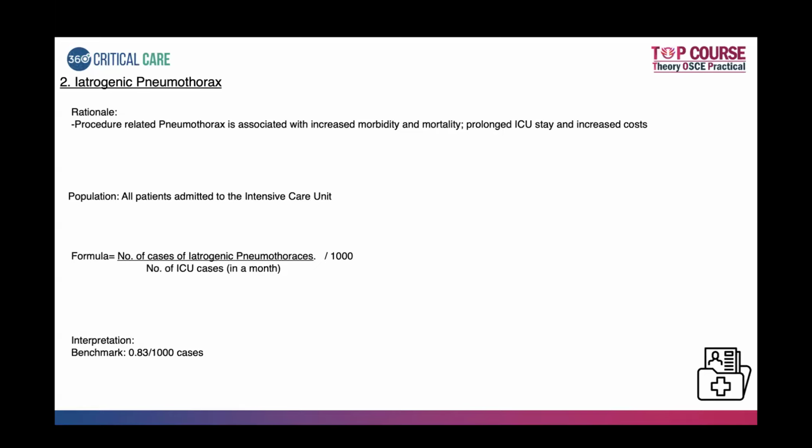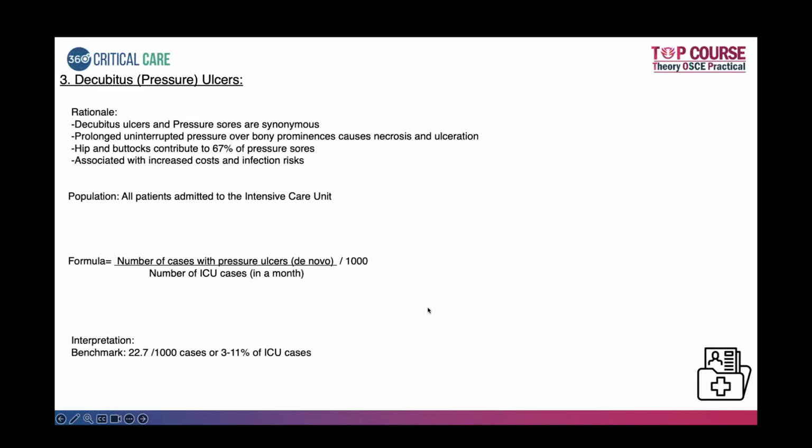The formula for this is pretty straightforward. It is the number of cases of iatrogenic pneumothorax divided by the number of ICU cases in a month, and usually they take it per 1,000 cases. Whether per 1,000, per 100, or per 10,000, there is no standard value per se. Since we are following the ISCCM indicators, we go with the same pattern to make it more uniform. The benchmark they say is around 0.83 per 1,000 cases. If it is more than that, then it is a serious problem in our ICUs, which we need to look into.